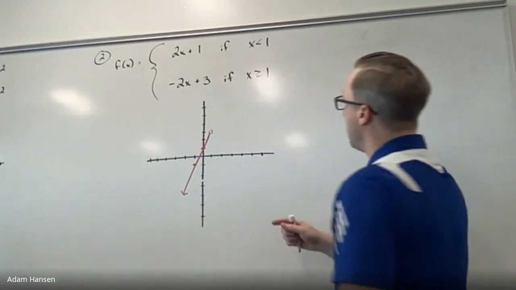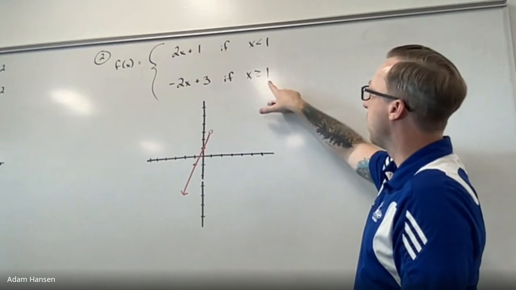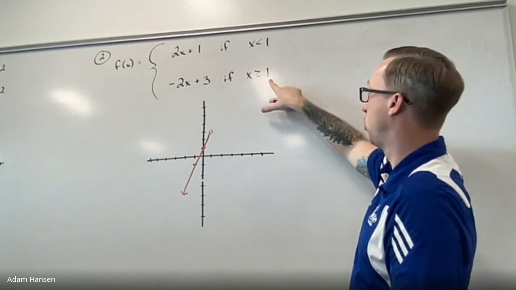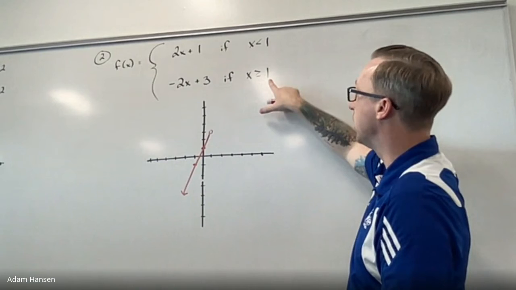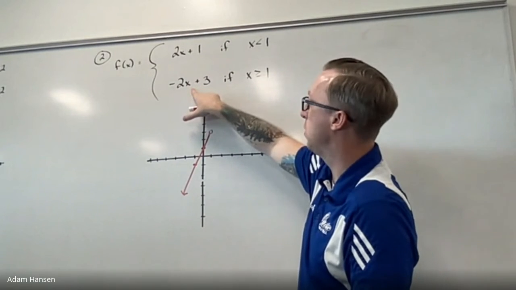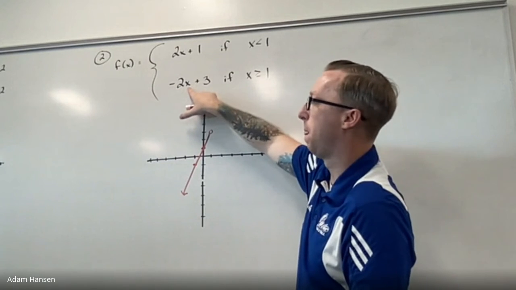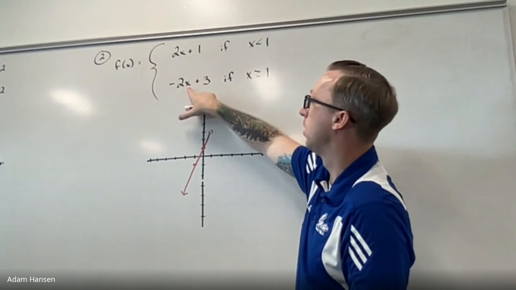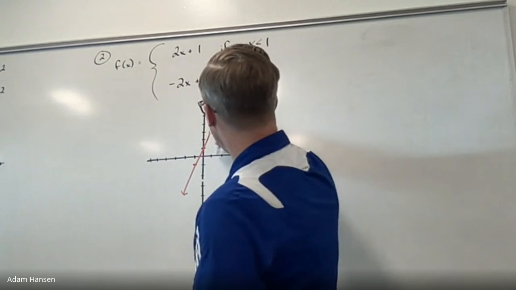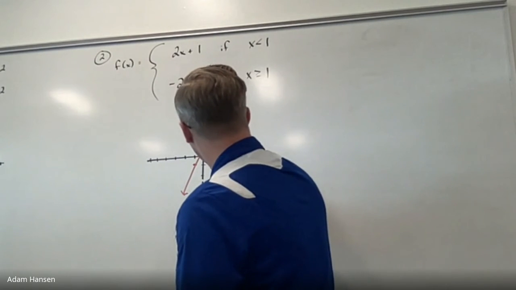Okay, we need to think of some numbers that are greater than or equal to 1. Riley, what do you say? What's a number, Riley, that's greater than or equal to 1? 3. All right, let's see what happens at 3. If I plug 3 into negative 2x plus 3, what do I get out, Riley? What's negative 2 times 3? Negative 6. Negative 6 plus 3 more makes negative 3. So if I go right 3, we can plot the graph at negative 3.